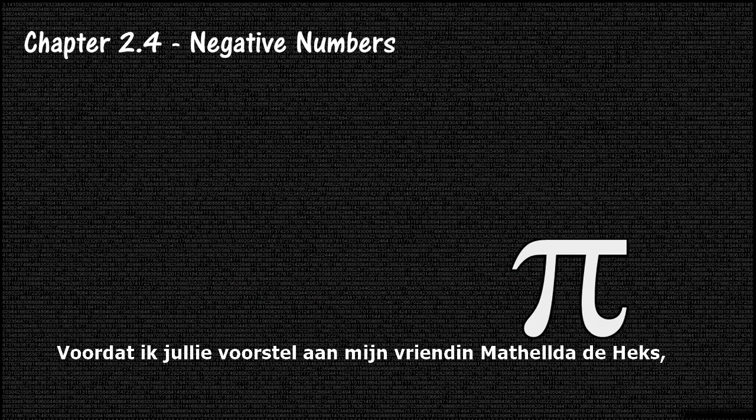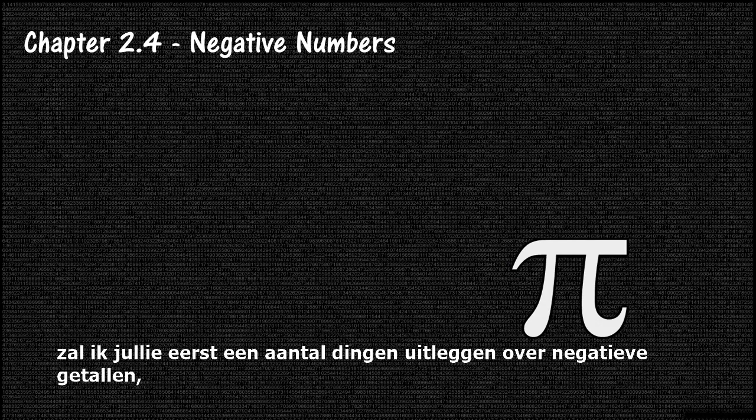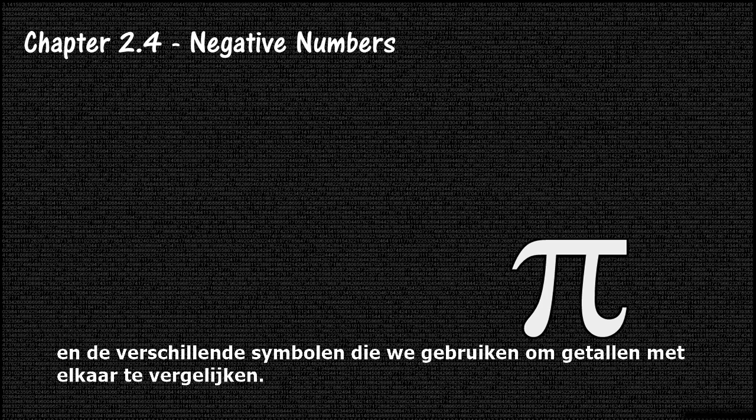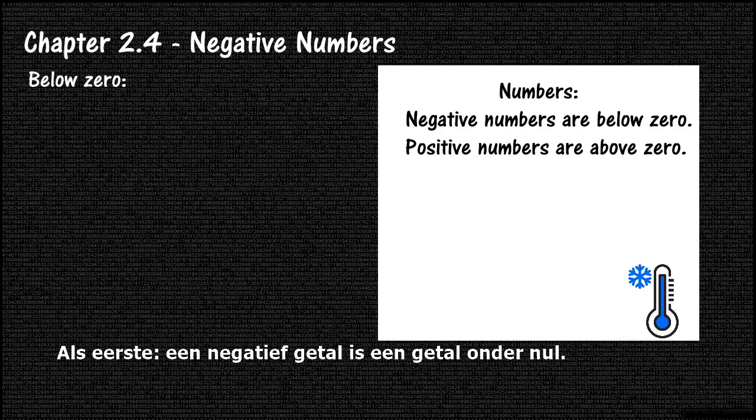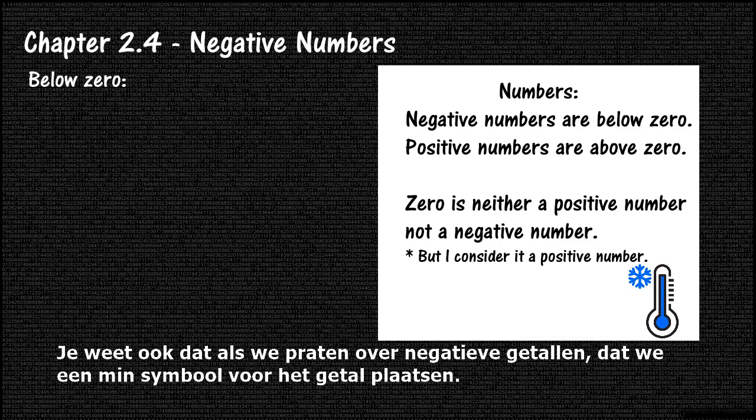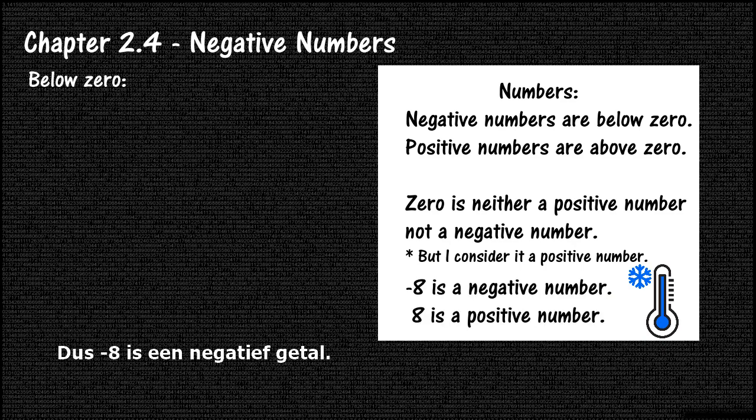Before I introduce you all to my friend Mathilda the witch, I will explain a few things about negative numbers and the special symbols we use to compare different numbers. First of all, a negative number is a number below zero. This you already know. You also know that when talking about negatives, you have to write a minus sign in front of it. So minus 8 is a negative number and 8 is a positive number.